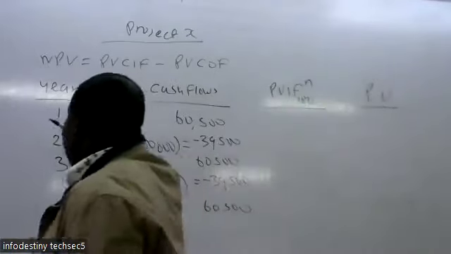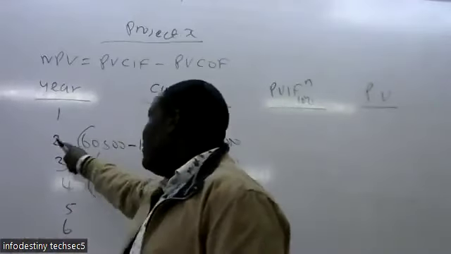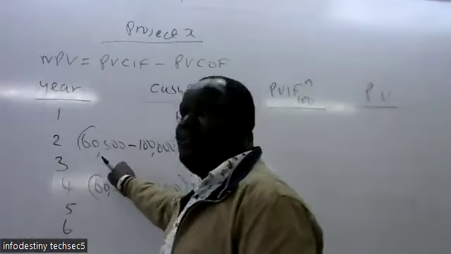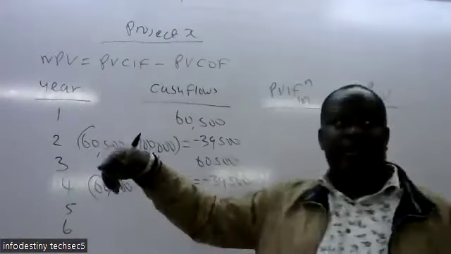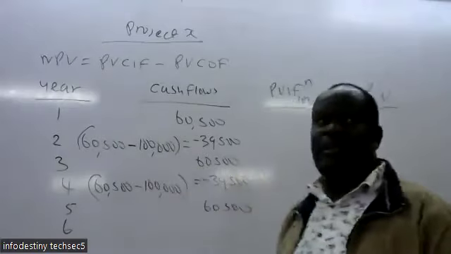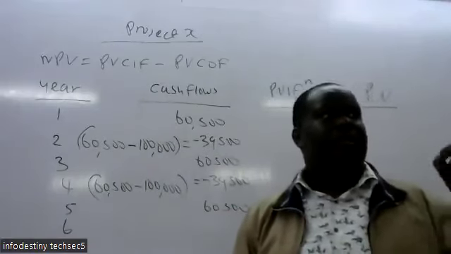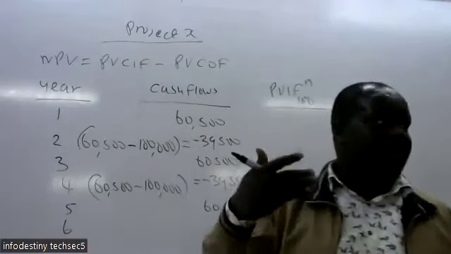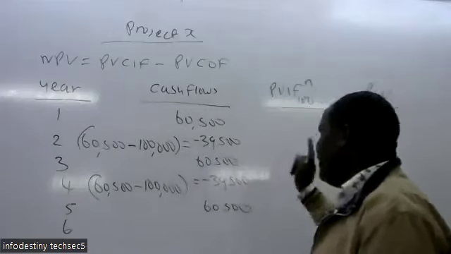Year one, it was 16,500. Year two, it was also 16,500, but we replace it, where we pay 100,000 to replace it. This 100,000 that we are paying, we replace it with the identical asset, which must incur the same cost as the one that we have. So we minus the 100 to get negative 39,500.